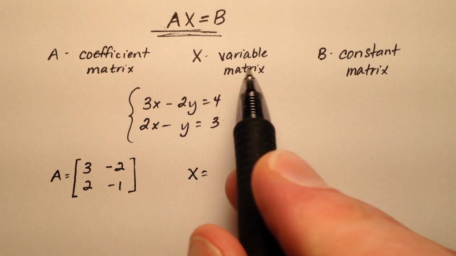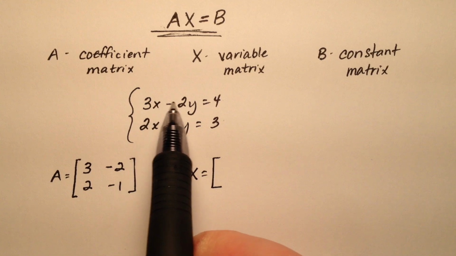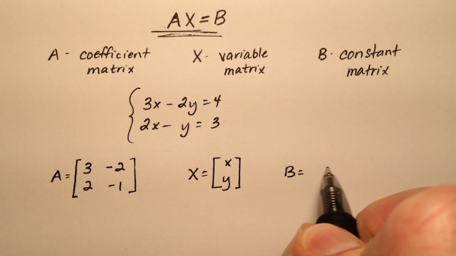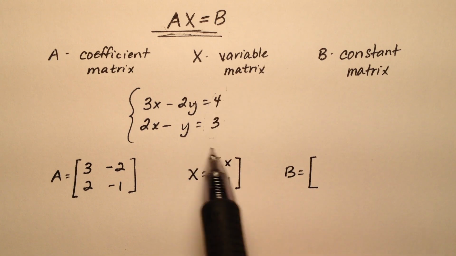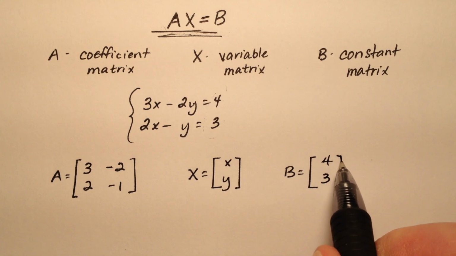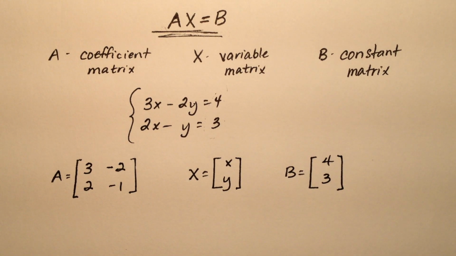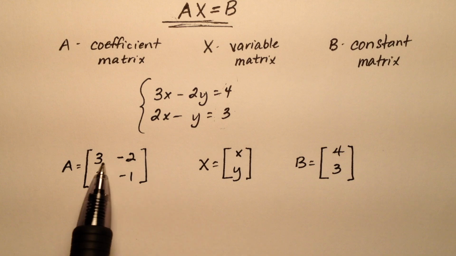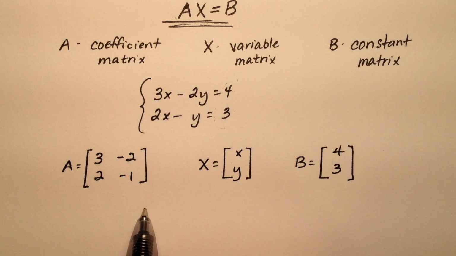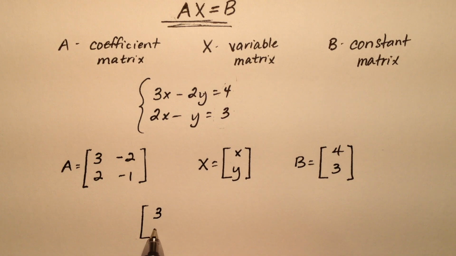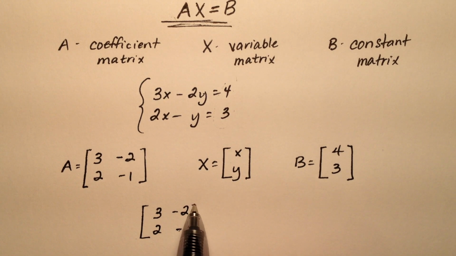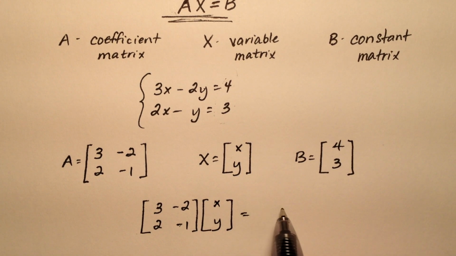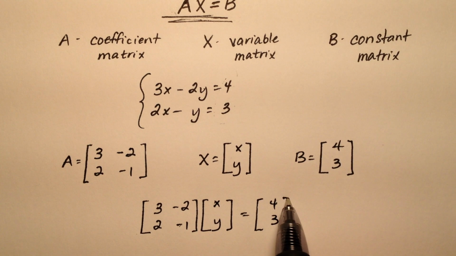X is my variable matrix, so I'm using the variables x and y. B is my constant matrix, so it'll be this column over here that has just my constants, in this case 4 and 3. So given the equation AX equals B, I'm taking these matrices and setting up this nice equation: 3, 2, and -2, -1 multiplied by x, y, and that equals 4, 3.